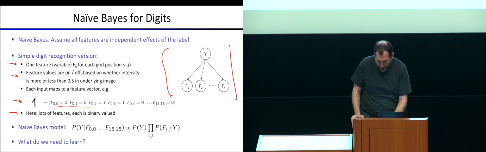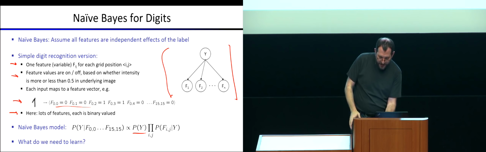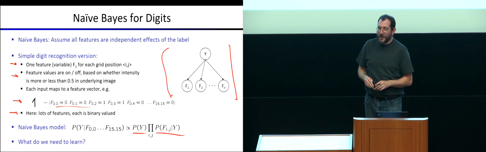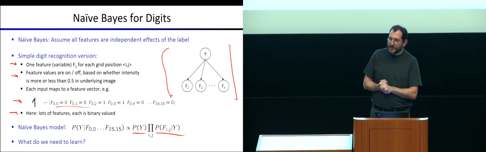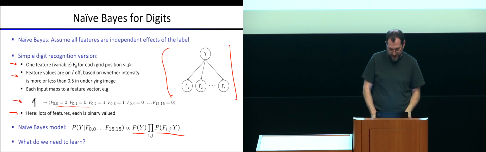We say that the probability distribution over Y, the class, and all the features, which collectively basically are your input X, is the prior probability of the class. That's what lives at the node Y, times the product for all of the other variables of the probability of that variable given its parent, which is the probability of the feature given the class. And that means when you go to make a prediction, it decomposes into a product of a bunch of different feature conditional probabilities, and we'll see examples of that and unpack the inference for that.